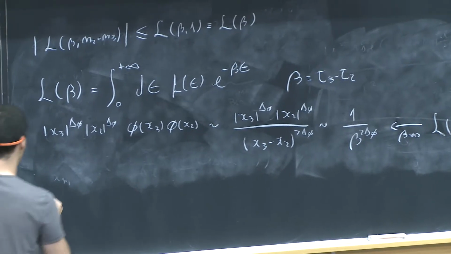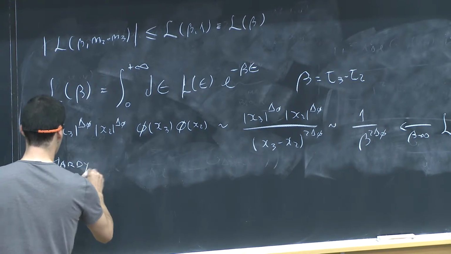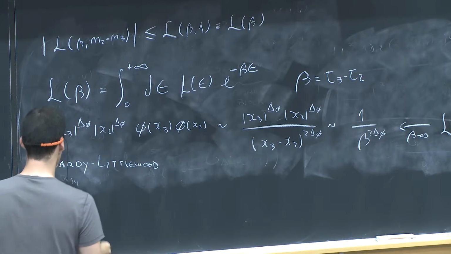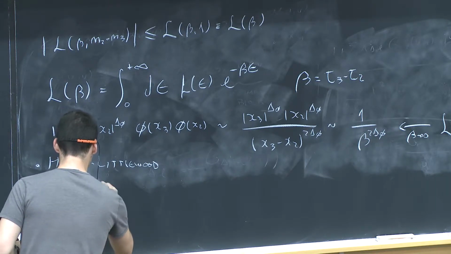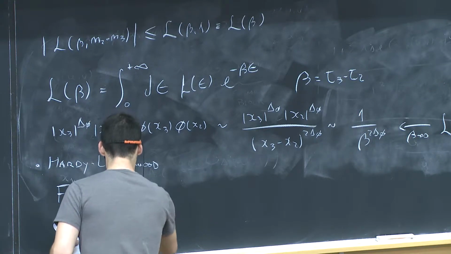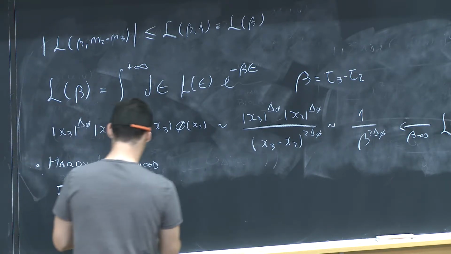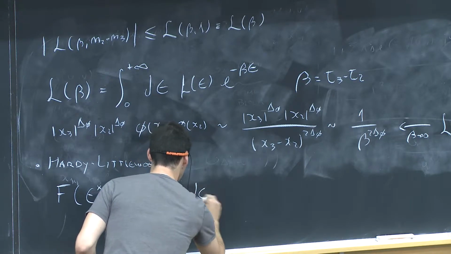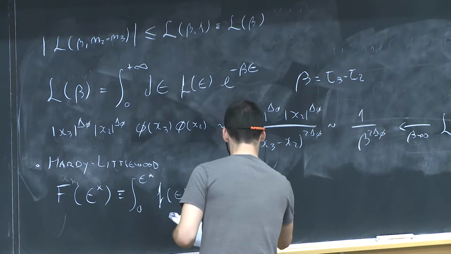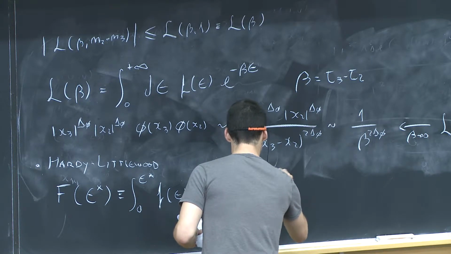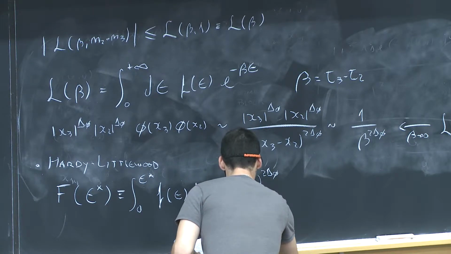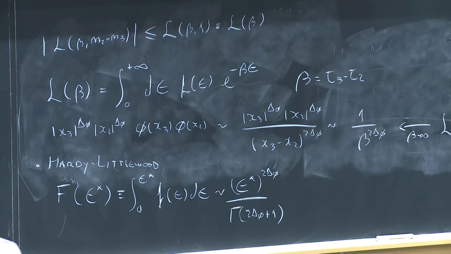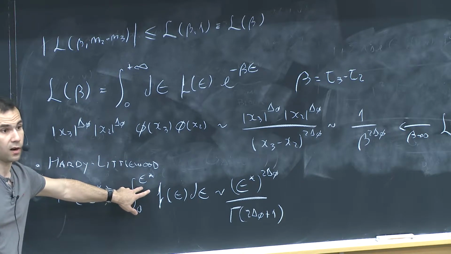Now there's a theorem called the Hardy-Littlewood Tauberian theorem that tells you that if you define the following function, can people see this here? For sufficiently large E star.